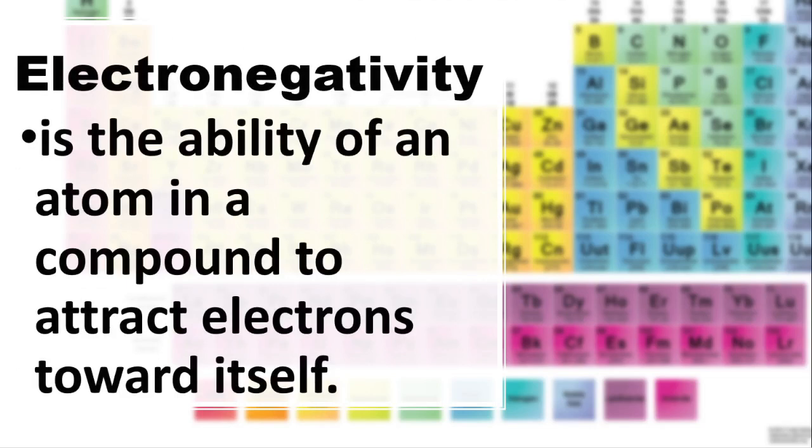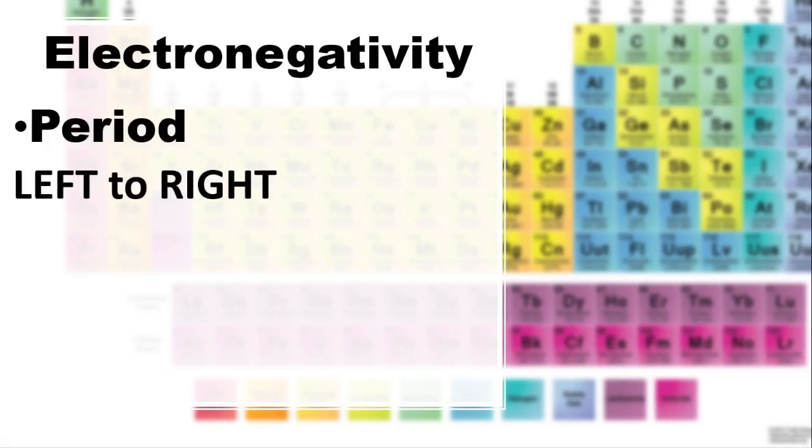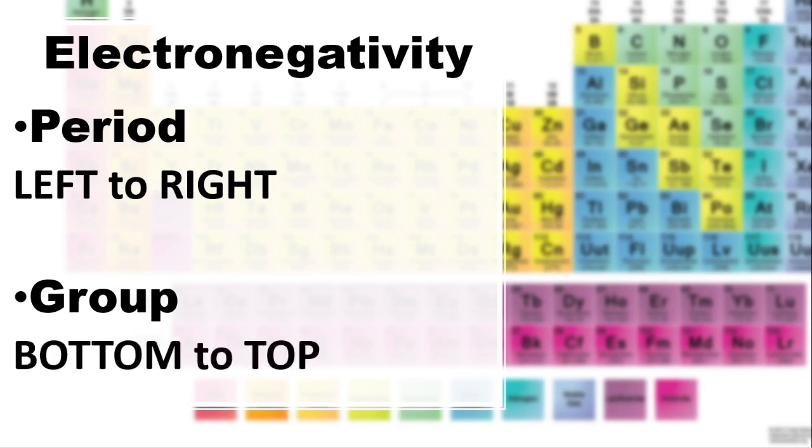Now, for the next trend or periodic trend is electronegativity. Electronegativity is the ability of an atom in a compound to attract electrons toward itself. The pattern will be for period, left to right, and for the groups or family, bottom to top.